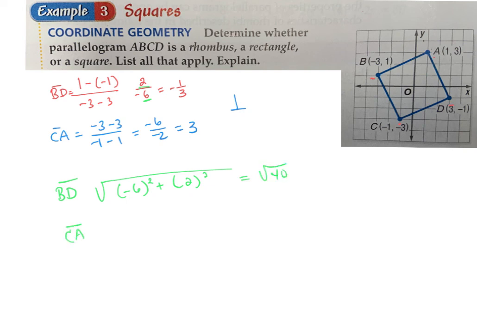Same thing for CA. You can probably see what's going to happen here. My x2 minus x1 squared, y2 minus y1 squared.